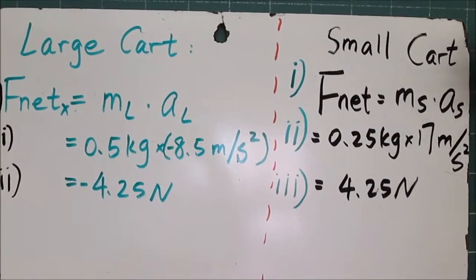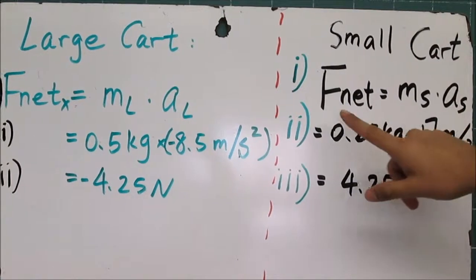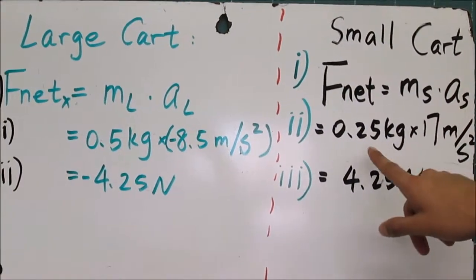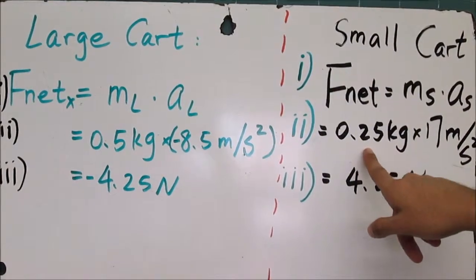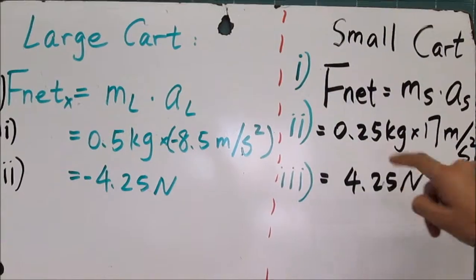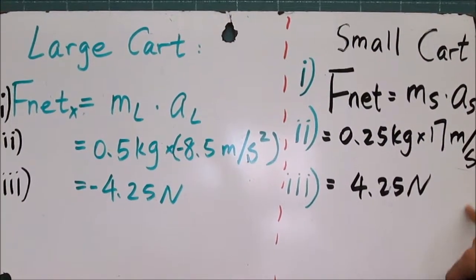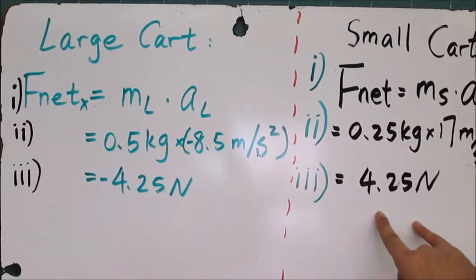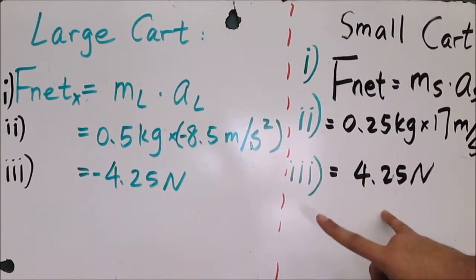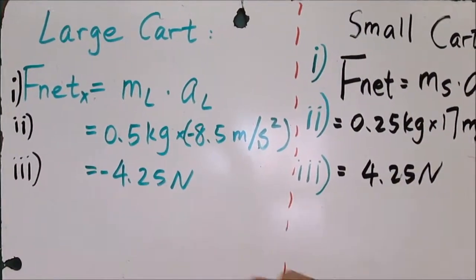And then for the net force of the small cart, we have net force is equal to mass of the small cart times acceleration of the small cart. The mass of the small cart is half of the large cart, so 0.25 kilograms, and the acceleration is double. It's 17 meters per second squared. And this results in 4.25 newtons as well. We can see here that the magnitudes of the net forces are the same, however one is negative and one is positive.